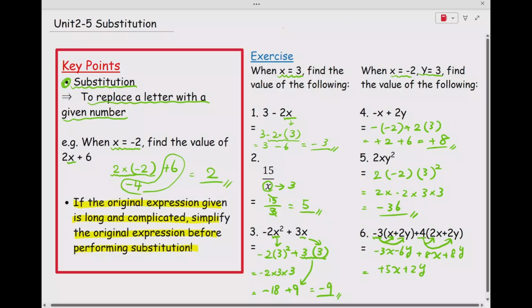Now that the original expression became simplified, we can replace the letters with numbers for the first time here. So it becomes plus 5 times minus 2, plus 2 times 3. And this is going to be minus 10 plus 6, which equals minus 4.